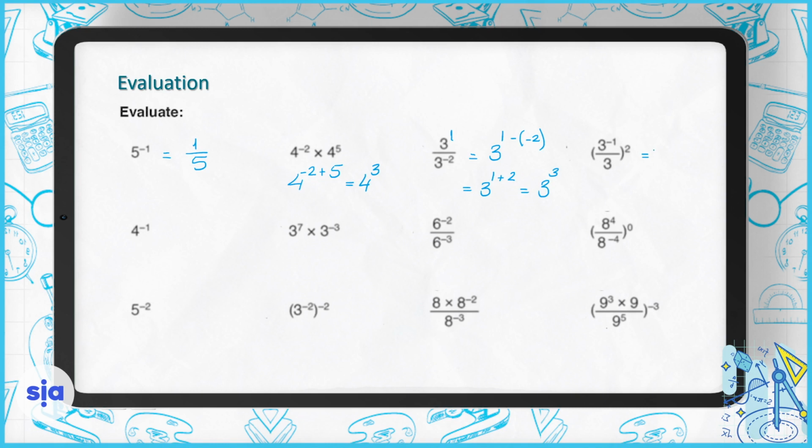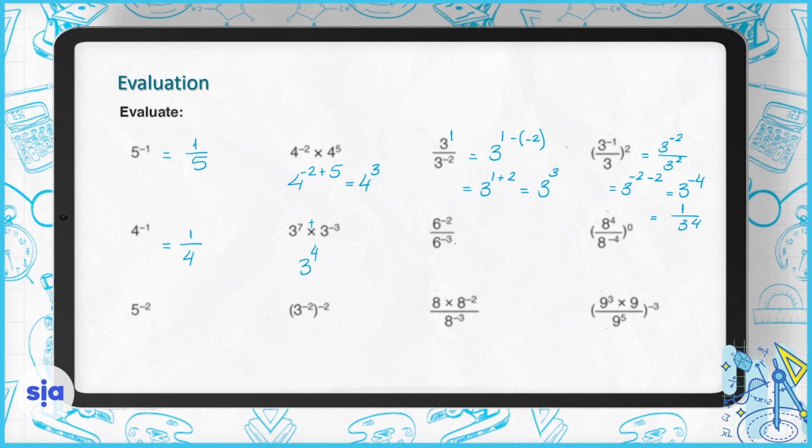For the fourth question, it's 3 to the power of negative 2 over 3 to the power of 2. When we divide, we subtract the powers, so it's negative 2 minus 2, then the answer is 3 to the power of negative 4. If you want to write it with positive exponents, it's 1 over 3 to the power of 4. 4 to the power of negative 1, it's 1 over 4 to the power of 1, which is 1 over 4. Here we're going to add the powers, so it's 3 to the power of 4.